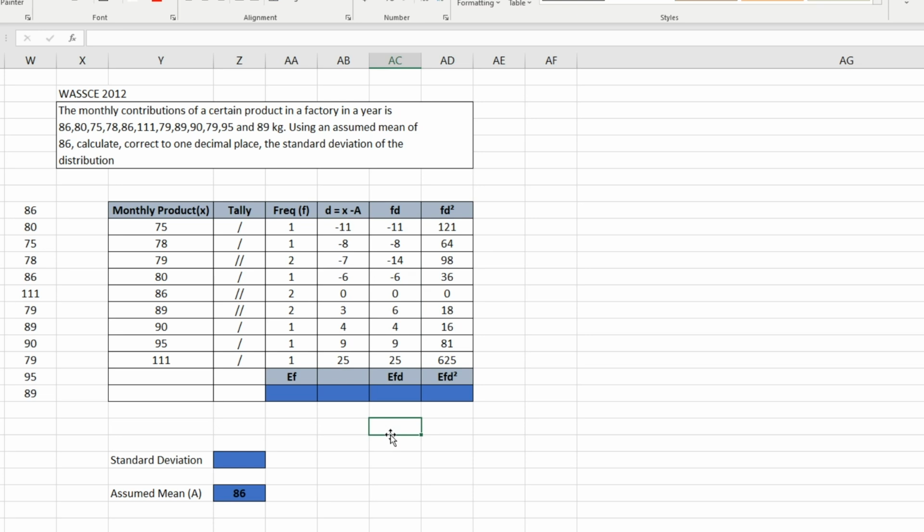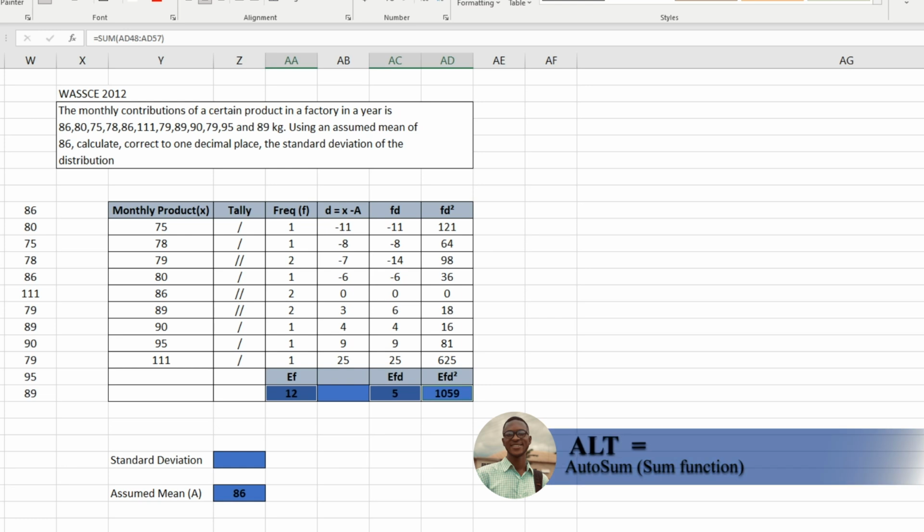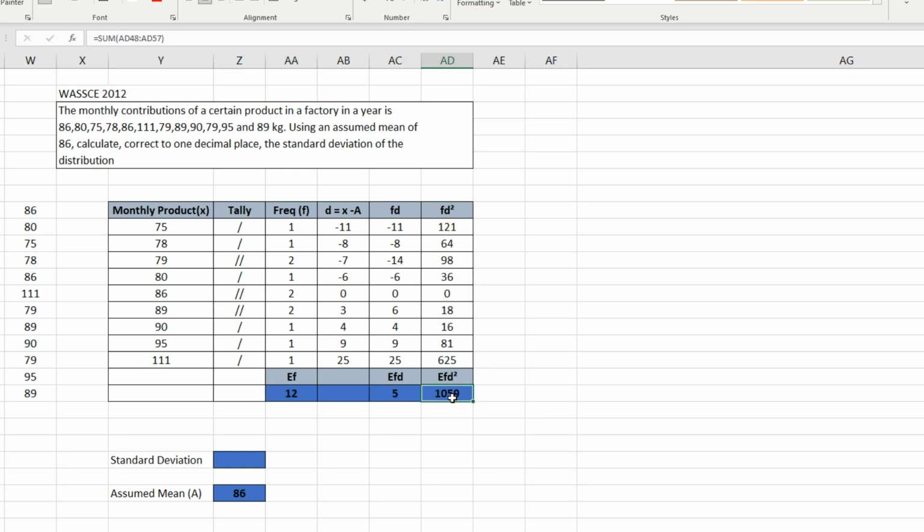Okay, so before we solve for our standard deviation, we need to get the sigma FD square, our sigma FD, and also our sigma F. I'm going to select this one, hold Control, select this one here, and this one here, and press Alt equals. And automatically we have these, which are summing all the values from the various cells. When I select this one and press F2, notice that it is summing this particular range here. And same for this one, F2, it is also summing these ones here.